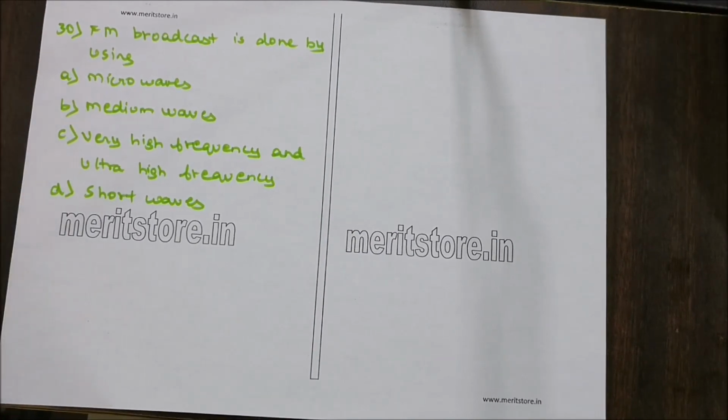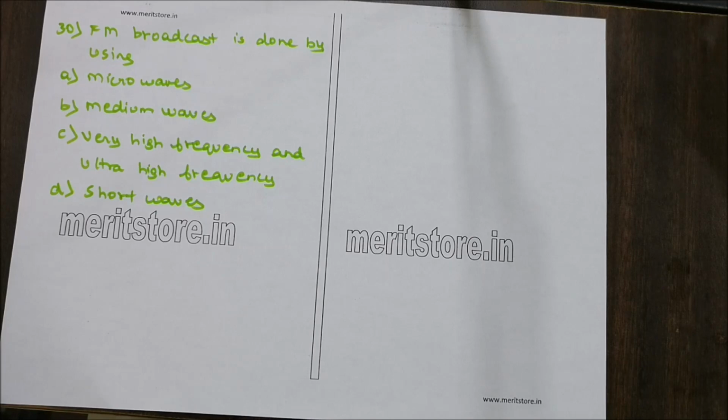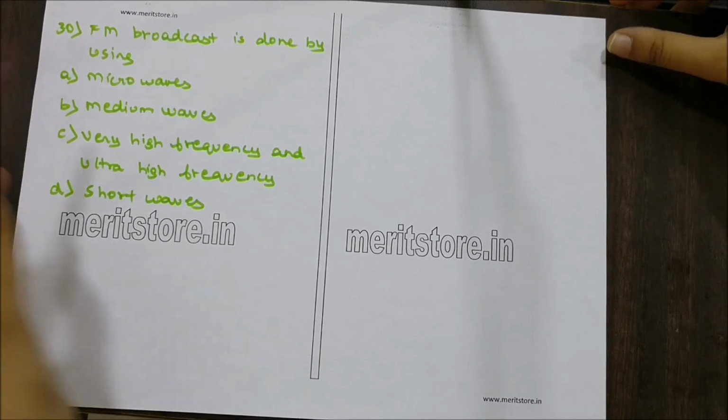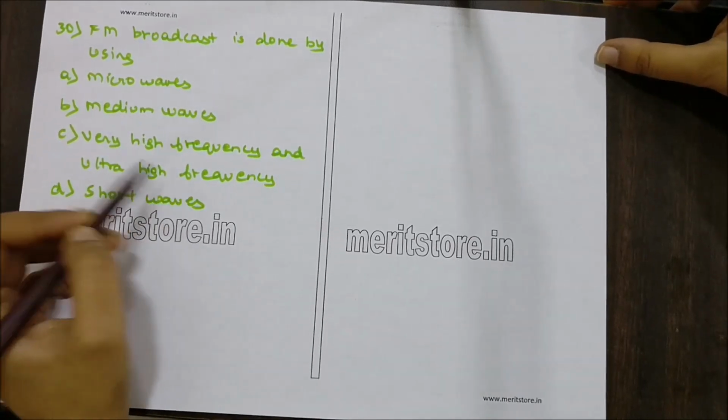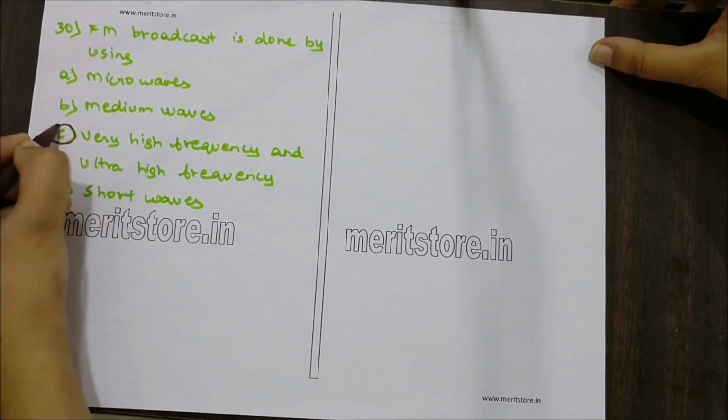Question 30. FM broadcast is done by using A. Microwave, B. Medium waves, C. Very high frequency and ultra high frequency waves, D. Short waves. FM broadcast is always done using VHF and UHF, that is very high frequency and ultra high frequency waves, therefore option C is the correct answer.